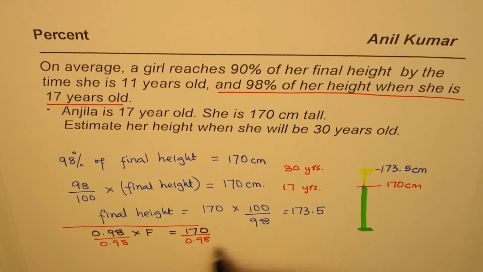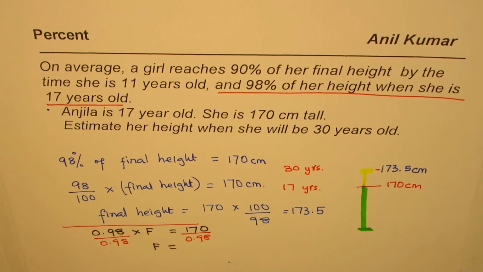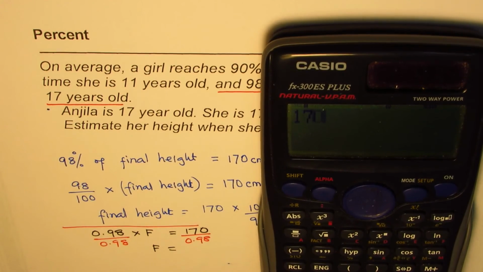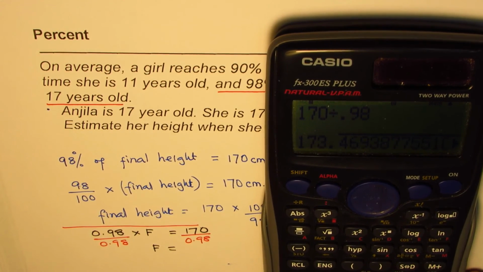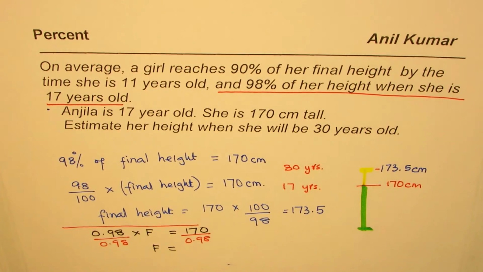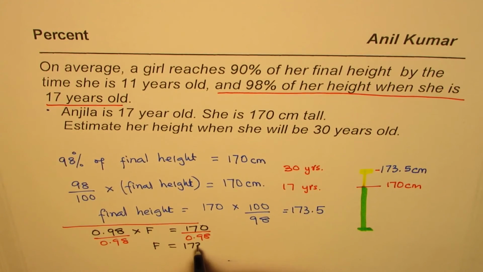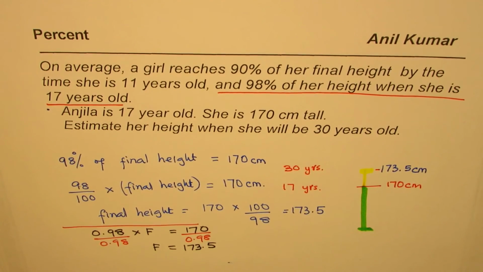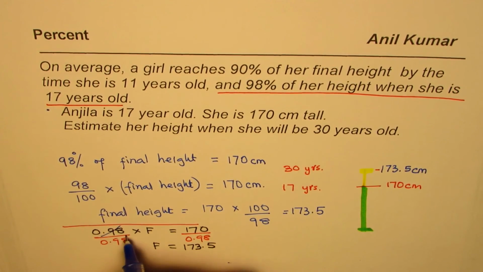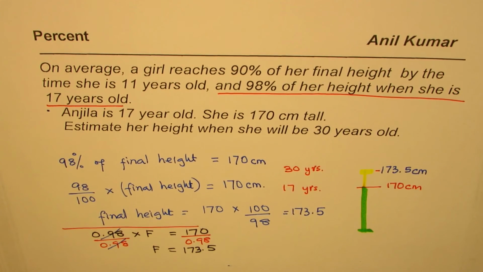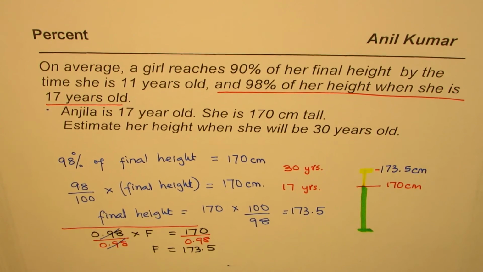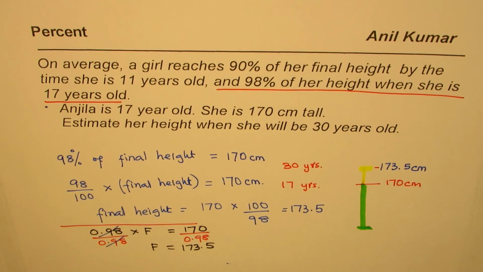Divide both sides by 0.98. So now you'll get f equals to 170 divided by 0.98, and that is in decimals 173.46, rounded to 173.5. Is it okay? So that is what happens. So here 0.98 divided by 0.98 is 1. When you divide the same number by itself, it is 1. So final height is 170 divided by 0.98, which is 173.5, right? So I hope that helps you to understand what I did in these two steps.